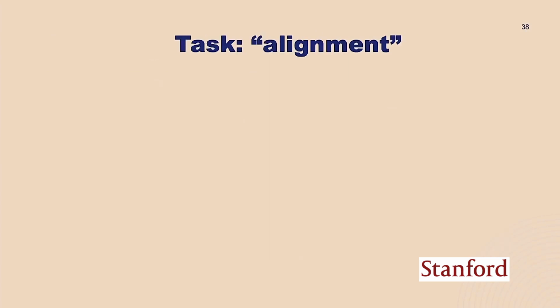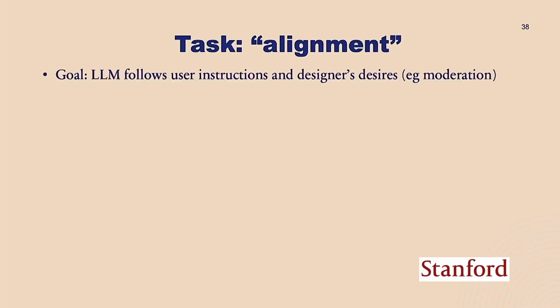So how do we do this alignment, which is this post-training and making these models assistants? The goal of this alignment is to basically get LLMs to follow the instructions that are given by users, and maybe some designers' desires. Think about moderation: OpenAI definitely doesn't want their model to say stuff that is very toxic.